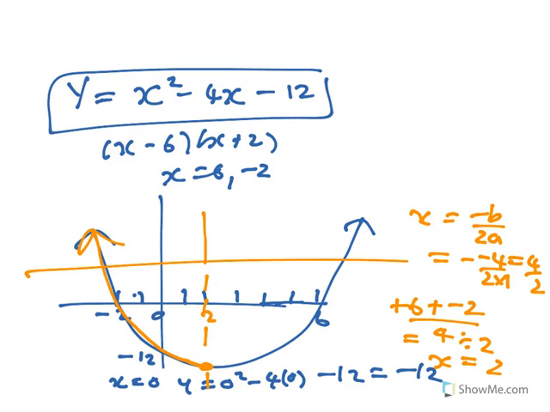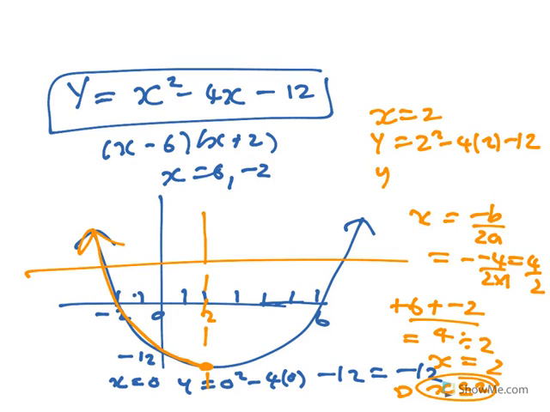Okay, so if we restrict the domain so that x is less than or equal to 2, then let's just do the range of that at 2. If we put x is 2, y is 2 squared minus 4 times 2 minus 12. That's 4 minus 8 minus 12. 4 minus 20 is minus 16. So that means that point there is 2, minus 16. So the range would be y is greater than or equal to minus 16.